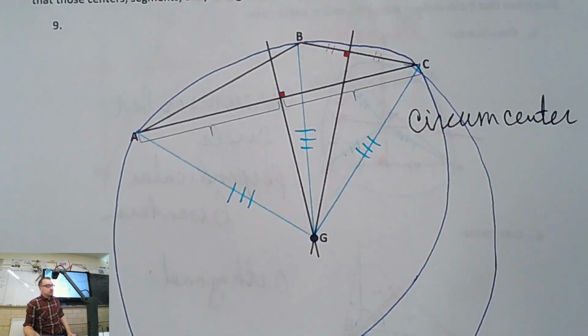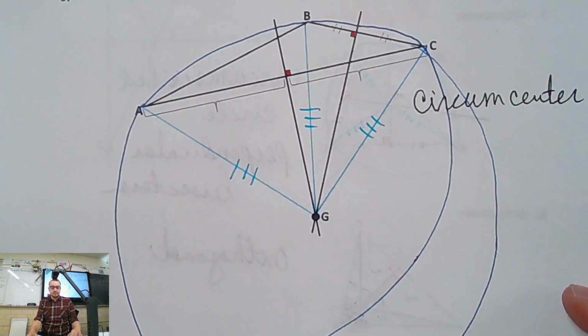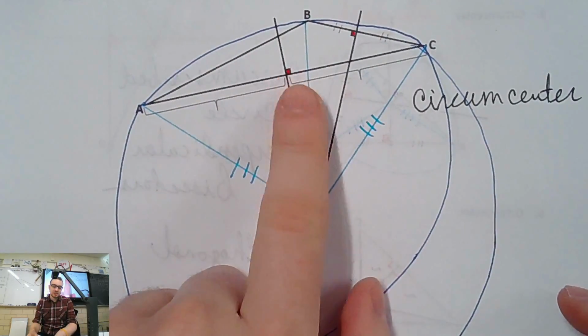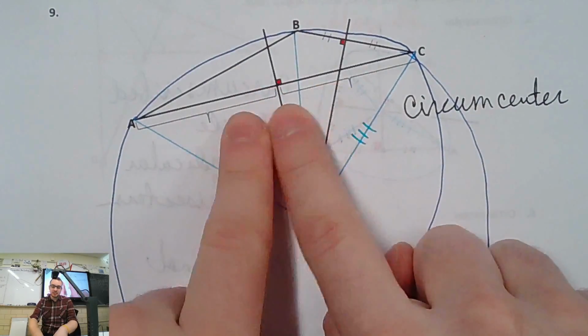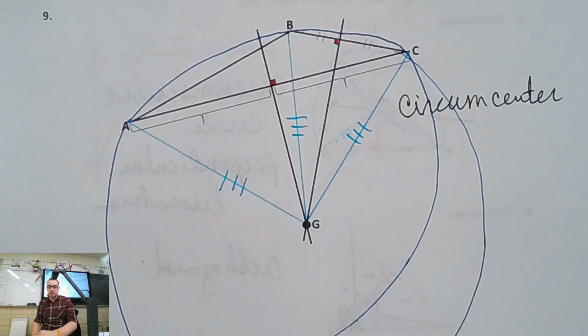Perpendicular bisectors. Since they can end up outside, it makes the diagram look kind of weird, right? So watch out for those. We know it's a perpendicular bisector because that line is perpendicular and it bisects its side into 2 equal pieces, right? Same thing with this one. So we have the circumcenter.